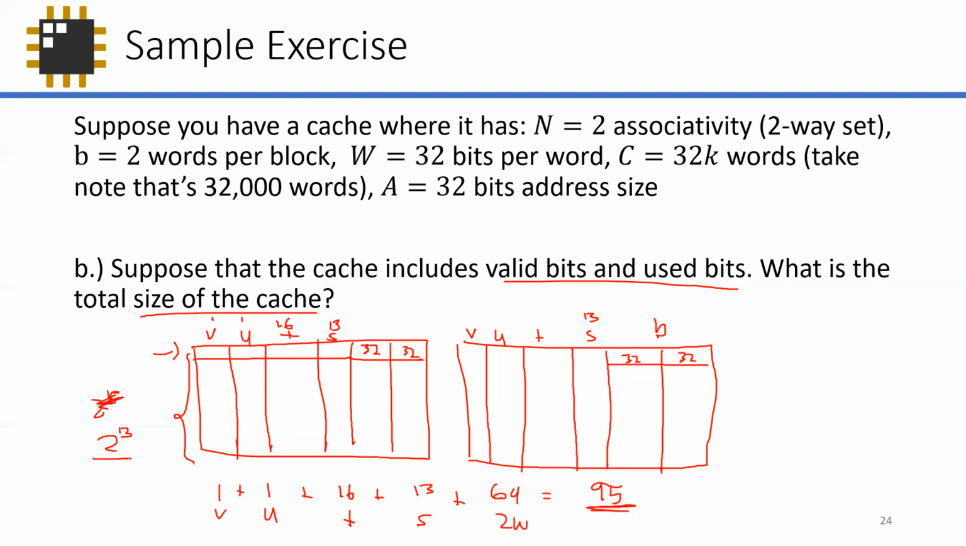Right? So 2 to the 13 times 95 bits leads you to approximately 778K bits in total. Okay? All right, let me double check. Did I do that right? Yes, that should be the one. Okay? That should be the one.